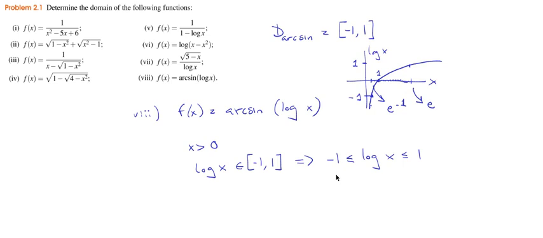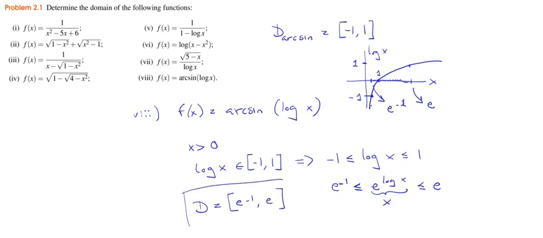If you want to do it algebraically, we can exponentiate everything here. So this is e to the minus 1, and then e to the logarithm of x, which is x, and then e to the 1, which is e, okay? So x has to be between e to the minus 1 and e. And so that's the domain, okay? Because it has to be greater than 0, but that's okay, already included, so that's it. And that's the end.